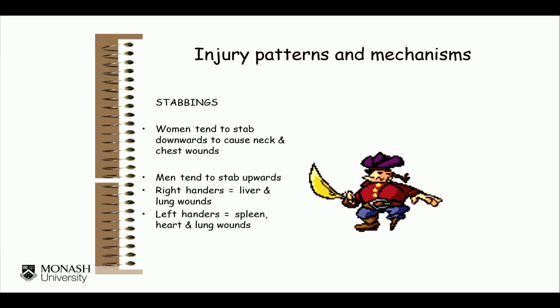So injury patterns can differ. For example, if we look at stabbings, a woman tends to stab downwards and could cause injury to the neck and chest wounds, whereas a man would tend to stab upwards, and for right-handed males, the damage is to the liver and the lung, whereas with left-handers, the spleen, heart and lung are able to be damaged.